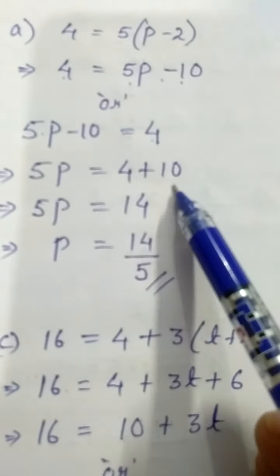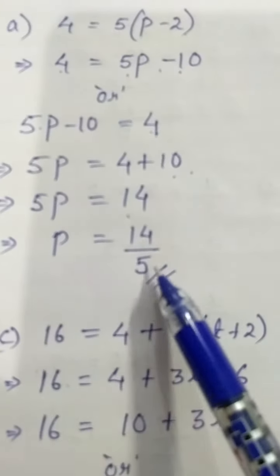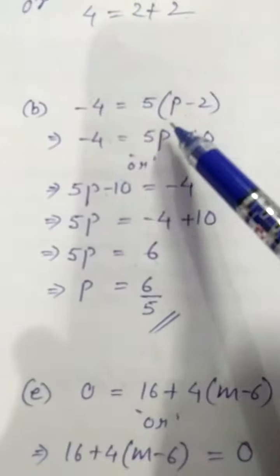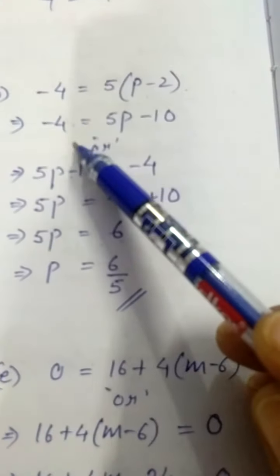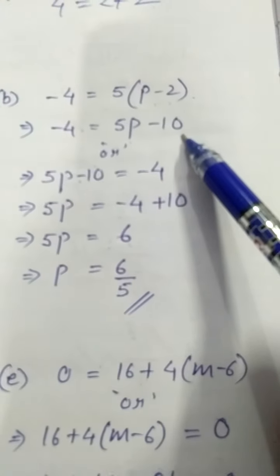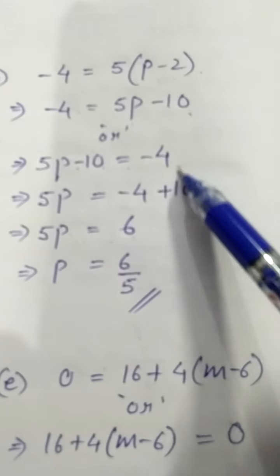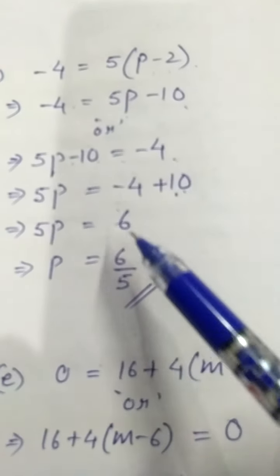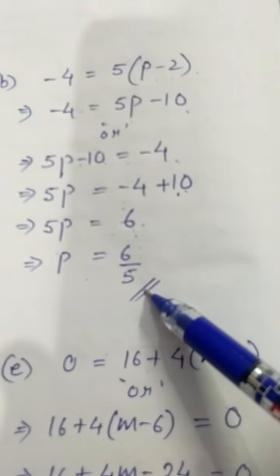Now minus 10 will get transposed, so it will become plus 10, so it will be 14. Now 5p, 5 will be transposed, so 14 upon 5. Okay, now b1, minus 4 is equal to 5 into p minus 2, so minus 4 will be equal to 5 into p is 5p, 5 into minus 2 is minus 10. Now it can be written as 5p minus 10 is equal to minus 4. So minus 10 will be transposed, it will become plus 10. So plus 10 minus 4 is 6. So 5p is equal to 6, and p will be equal to 6 upon 5.